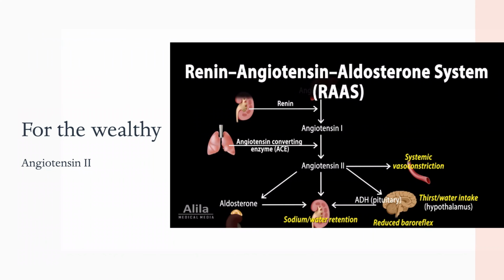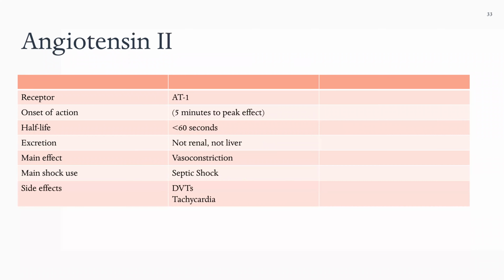This is a new drug they're testing in America at the moment, angiotensin II agonists. They are testing it in septic shock. It works on your angiotensin I receptors. Onset of action is within 5 minutes to peak effect. Very, very short half-life, and they have no idea how it's excreted at the moment. Side effects, it can cause DVTs and tachycardia.